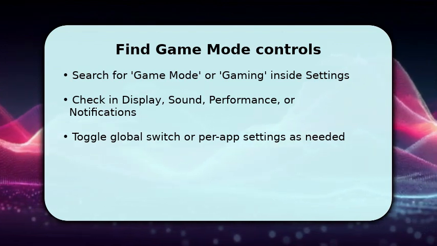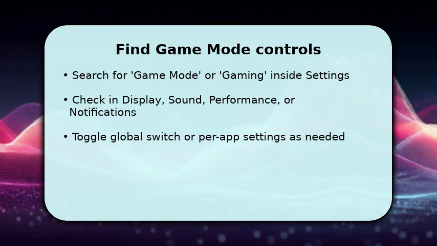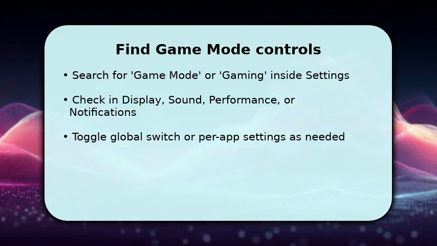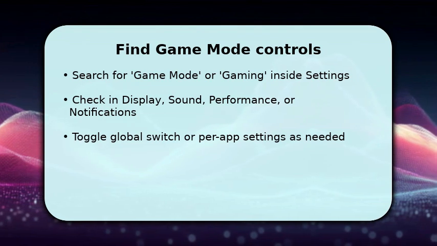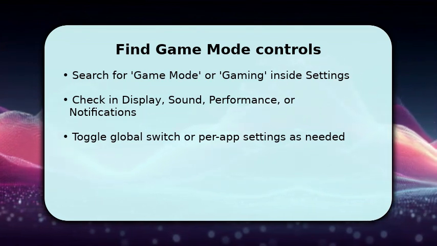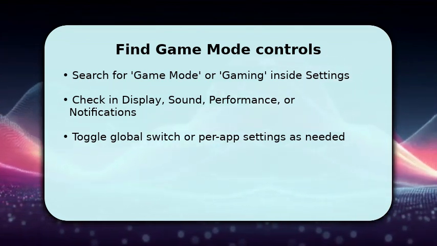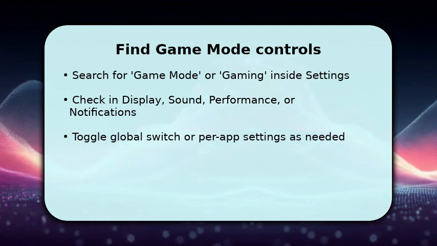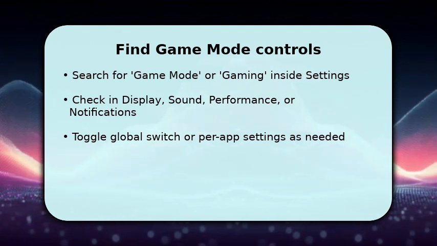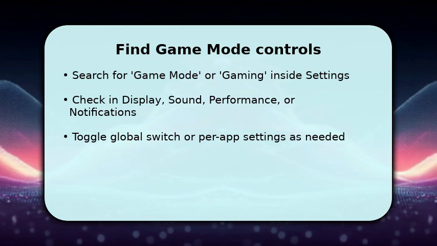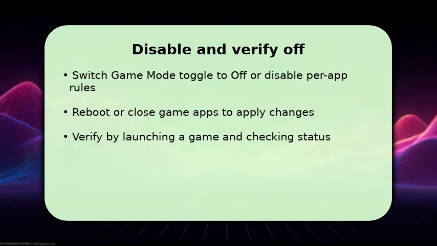Once you find it, decide whether to turn off a global game mode toggle or disable it per app. Per app settings let you keep enhancements for specific games while turning off system-wide behavior. Make those choices deliberately so you know the scope of change. You finish by flipping the game mode toggle off or removing any per app rules, then apply changes immediately.